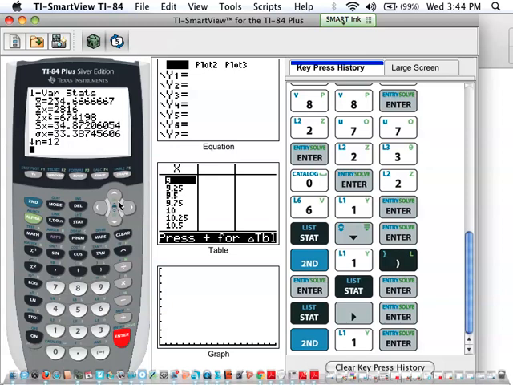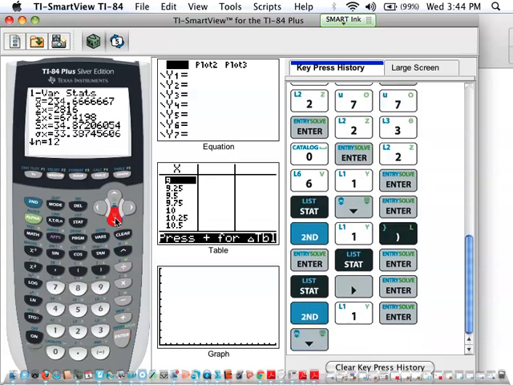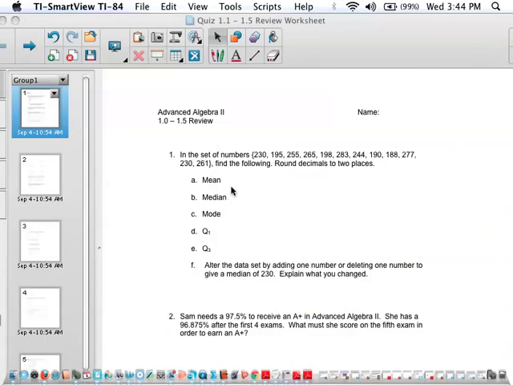You can see that X bar is 234.67. You're to round to 2 decimal places. If you arrow down, it will give you the number of elements. N was 12. The minimum was 188. Q1 was 196.5. The median is 237. Q3 is 263. And the max is 283. So let's just fill that information in on our chart.